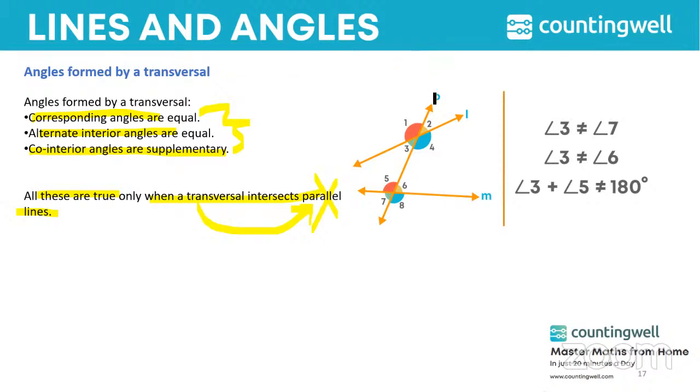So here you can see line P is a transversal to lines L and M. But angle 3 is not equal to angle 7. Neither is angle 3 equal to angle 6. And angle 3 plus angle 5 is not equal to 180 because lines L and M are not parallel to each other.